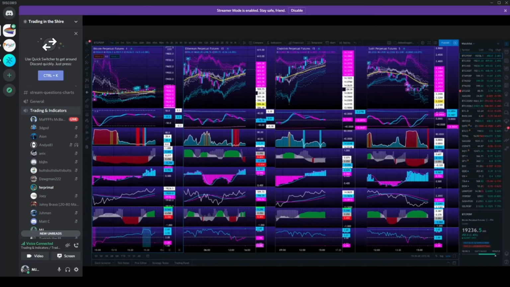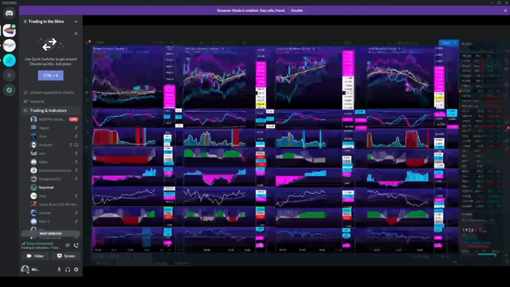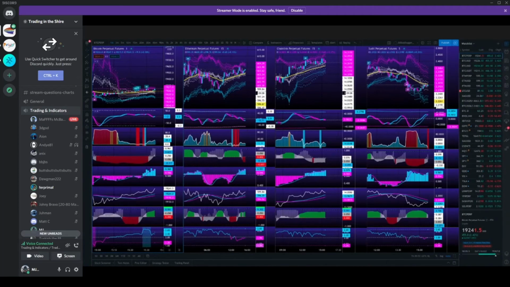I think the message here is that what we do here is suggestions of what we are using for our own trading style. And therefore, you don't have to follow it.